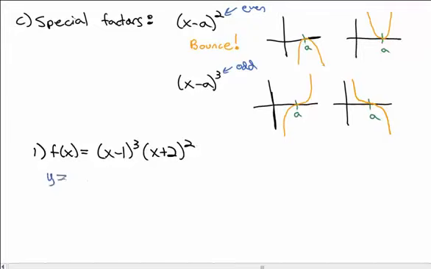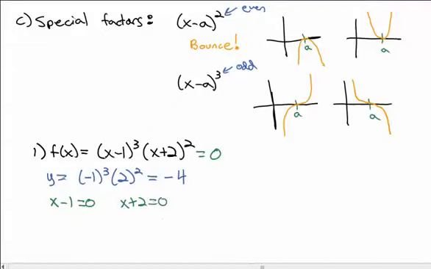The y-intercept is still very much the same. We have negative 1 cubed times 2 squared when we make all the x's equal to 0, and that comes out to negative 4. The x-intercepts, again the same way, we make it equal to 0, so x minus 1 equals 0, or x plus 2 equals 0. And so our x-intercepts are 1 and negative 2.